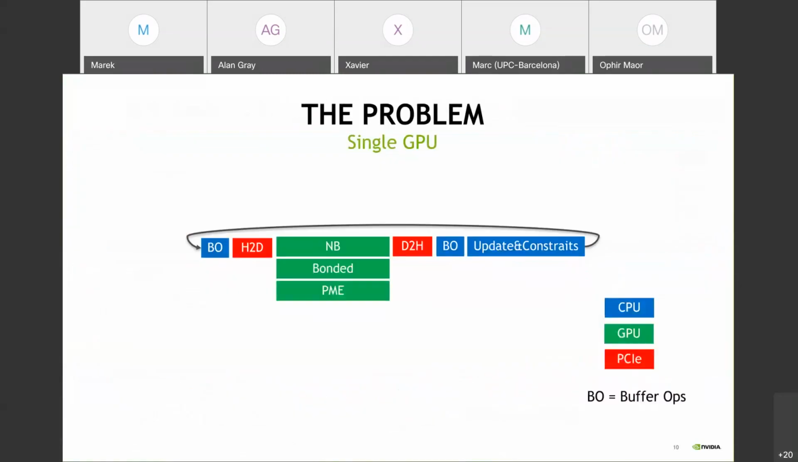So here's a cartoon of what's happening within a single Gromacs time step. As I say, the code is in reality much, much more complicated, but this gives you a high-level overview.